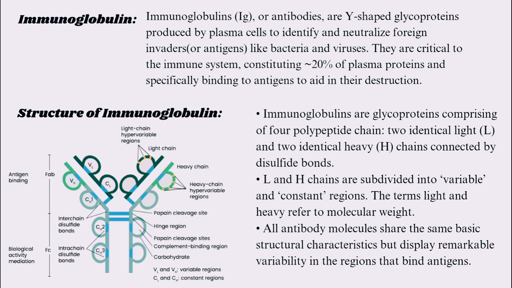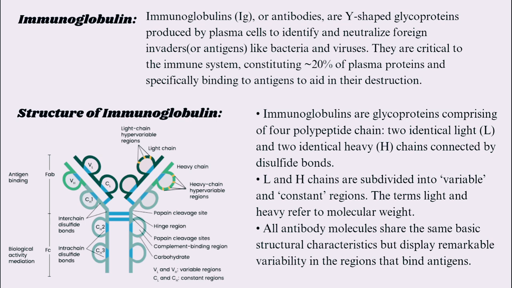Apart from this, you also remember the constituent of this immunoglobulin. They are approximately 20% of all the plasma proteins in the blood. So now we'll look into the structure of immunoglobulin. In the first slide there is the introductory structure, and in the second slide I will be showing the structure in the whole slide.